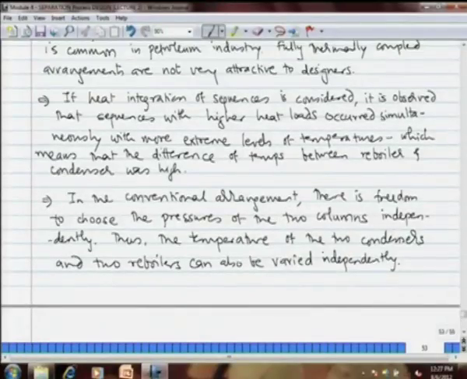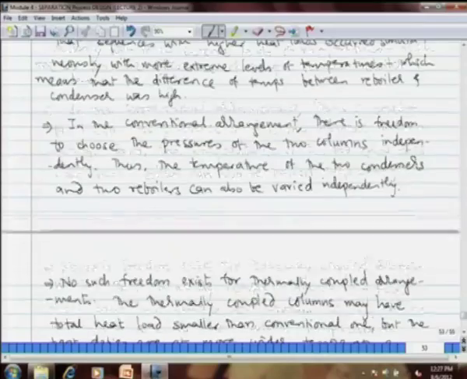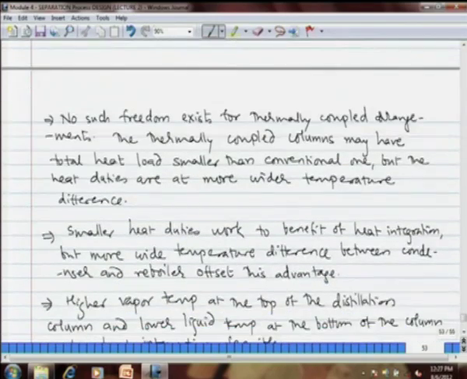Now, if you have higher heat load and more extreme levels of temperature, then the sequence is not suitable for heat integration. In the conventional arrangement, there is freedom to choose the pressure of the two columns independently. Thus, the temperatures of the two condensers and reboilers can also be varied independently. Suppose you have to couple two columns. Then, as I said, you vary the pressure, increase the vapor condensing temperature in one case, reduce the reboiler temperature and let vapor condense into the reboiler of another column and then heat integrate. But when you have a thermally coupled sequence, that particular freedom is gone. So, you cannot have temperatures of the two condensers and reboilers varied independently. That is a major discrepancy.